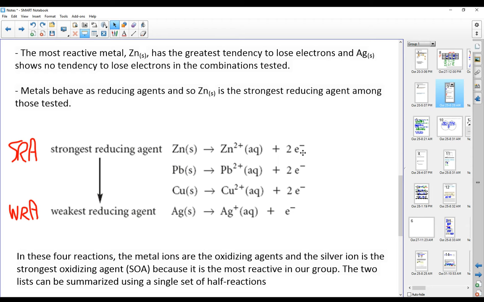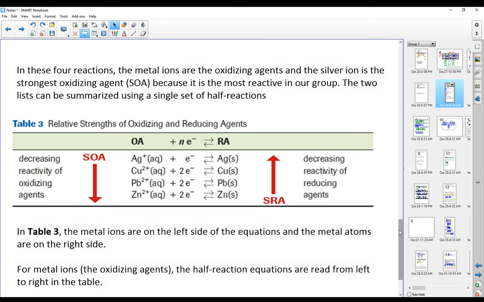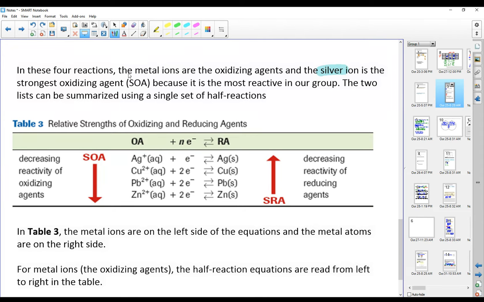So in the last video we wrapped up, we were talking about strongest reducing agents going down to weakest reducing agents. So we looked at 4 reactions, and in these 4 reactions, the metal ions are the oxidizing agents, and the silver ion is the strongest oxidizing agent, the SOA. So we're going to just put on the highlighter here. The silver ion is the strongest oxidizing agent because it is the most reactive in our group.